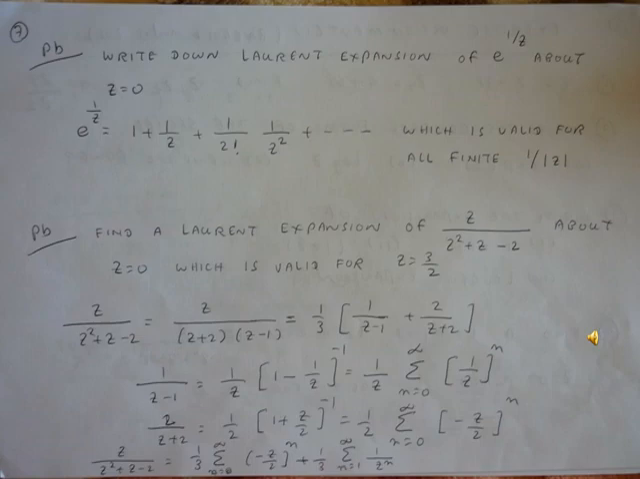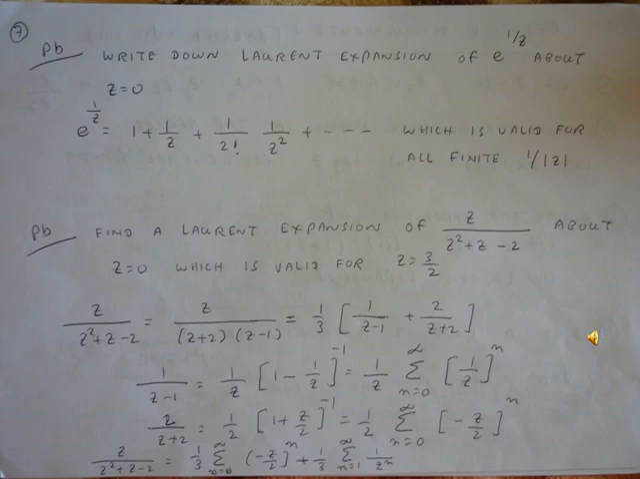Then we will solve another problem. The problem given is: write down the Laurent expansion of e power 1 by z about z equal to 0. Then we write down the equation e power 1 by z is equal to 1 plus 1 by z plus 1 divided by 2 factorial multiplied by 1 divided by z squared, and the next term is 1 divided by 3 factorial multiplied by 1 divided by z cubed. So we have written the series. The expansion is valid for all finite values of the magnitude of z.